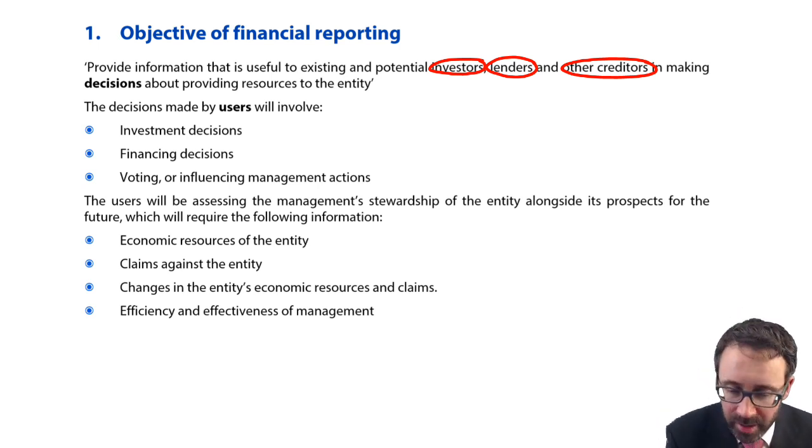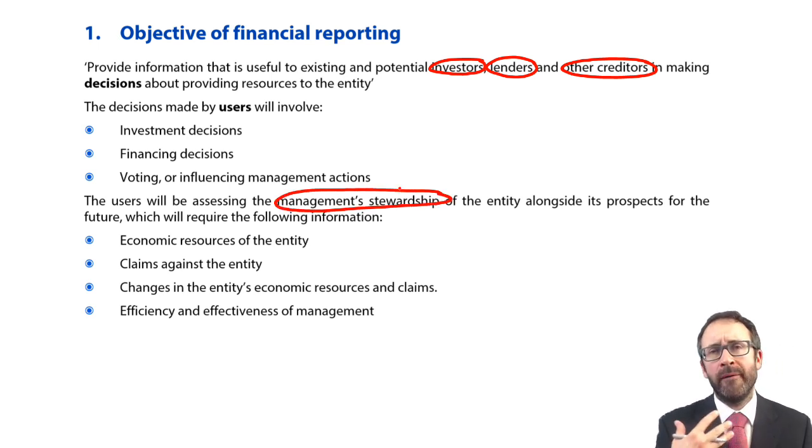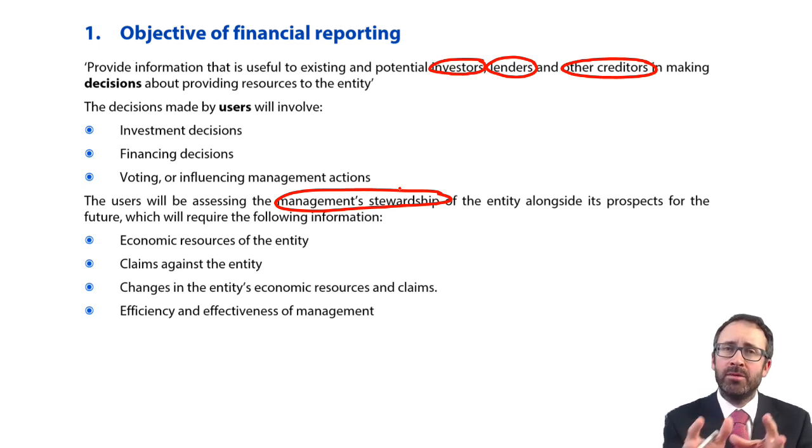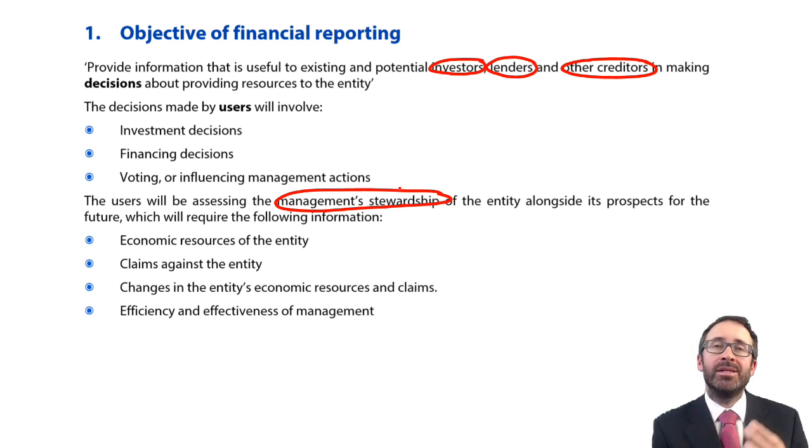So the framework acknowledges the fact that the users are assessing how well management are running the business. It brings in the words management stewardship, which is effectively saying that the users need to be able to assess how well that business is being run. Because then they can start to think about how well this business is going to do in the future. So the investors can think about the level of dividends they get, and the potential growth in the share price if it's a listed business. The lenders can think about ensuring they're going to get the cash. Similarly, the other creditors, your suppliers and also your tax authorities.